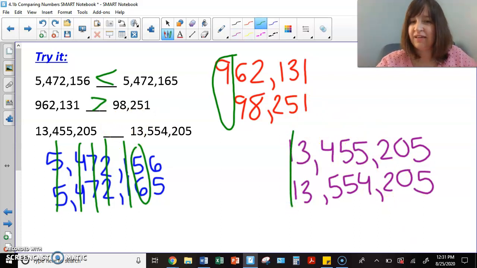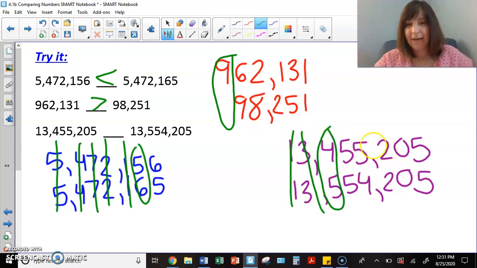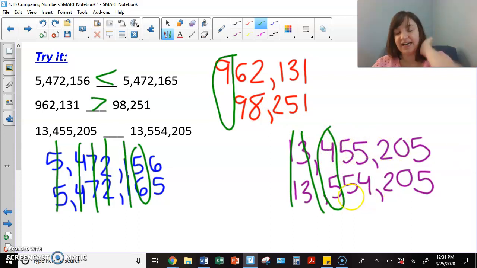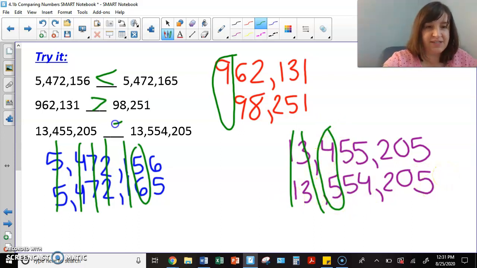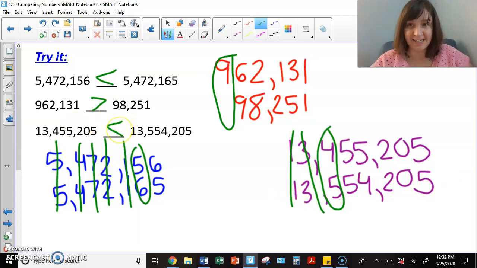Greatest shared place value, that's the same. That's the same. This one's different. It does not matter what is after it because what's right here is different. 5 is greater than 4, which means this number is bigger. So my symbol goes right here. That symbol means less than. So I would read this as 13,455,205 is less than 13,554. I'm sorry, let me say that again. I make mistakes. 13,554,205. And I caught that mistake.